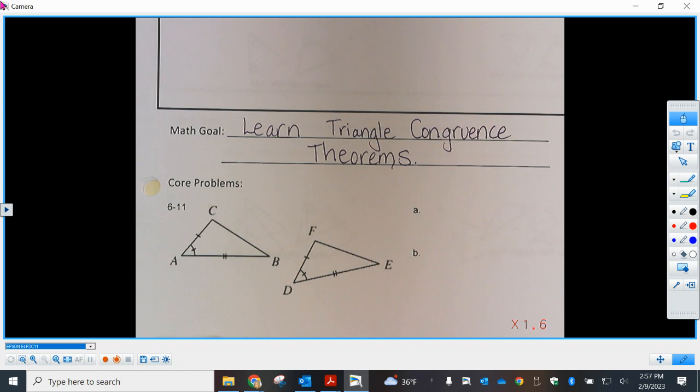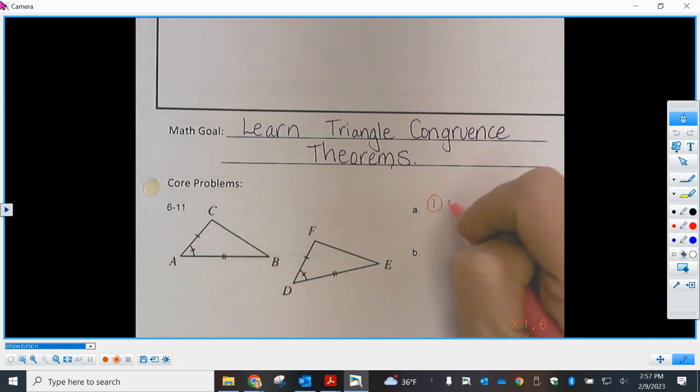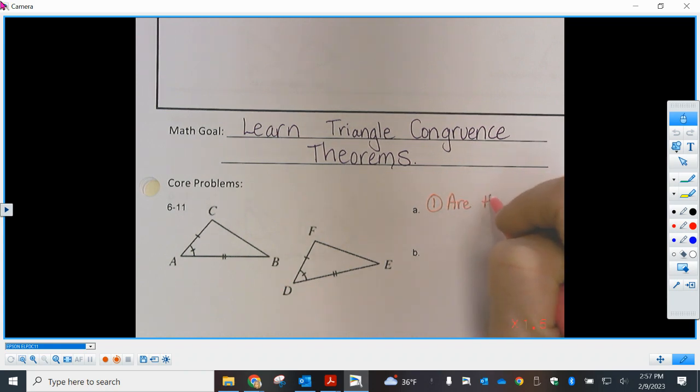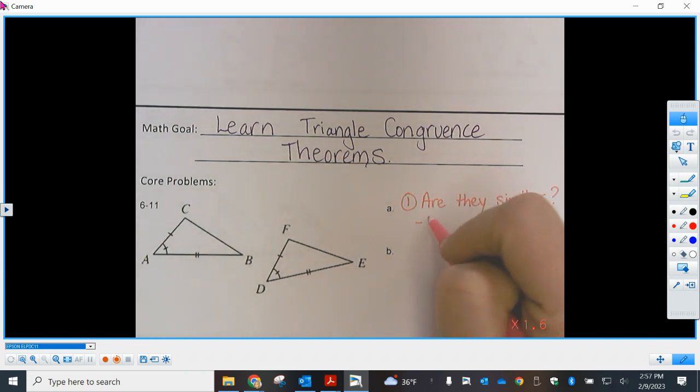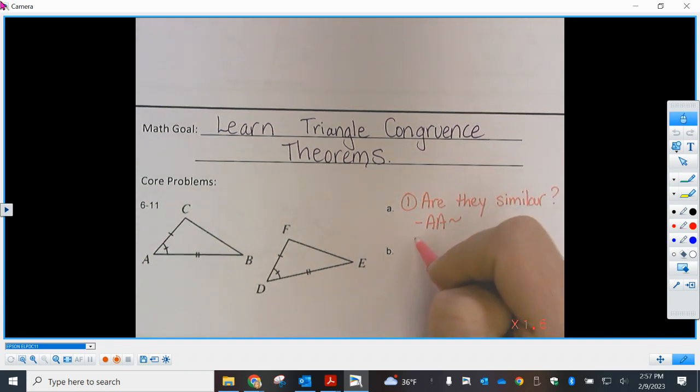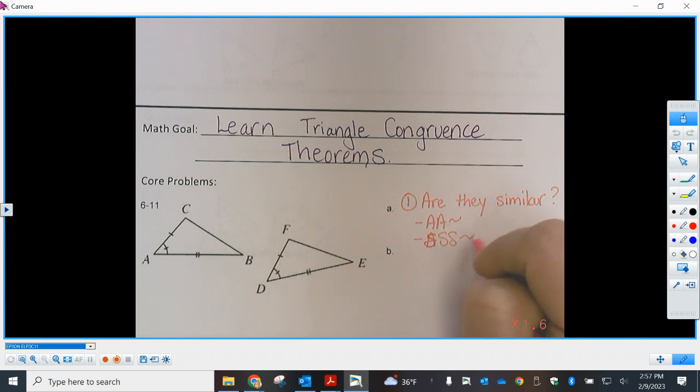In our last lesson on chapter 6, we talked about the ways that we can show triangles are similar. Remember, step 1, we want to ask, are they similar? Remember the ways that we have to show that they are similar: angle-angle similarity, side-side-side similarity, and side-angle-side similarity.